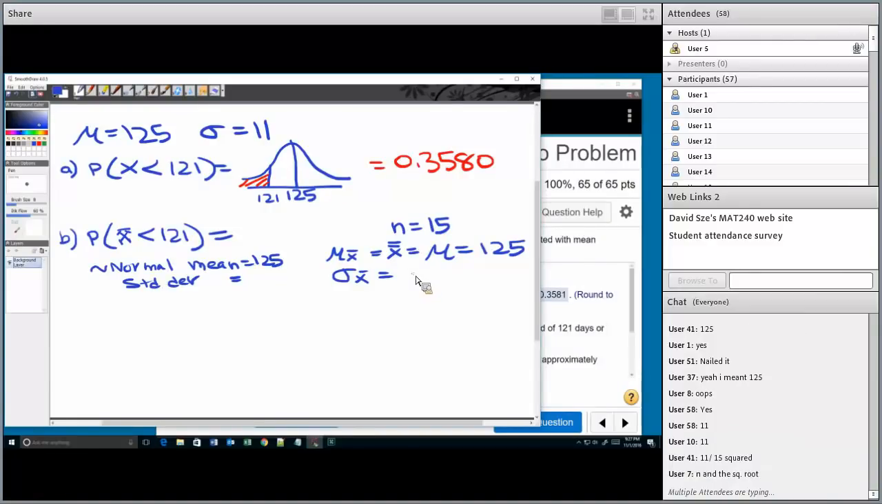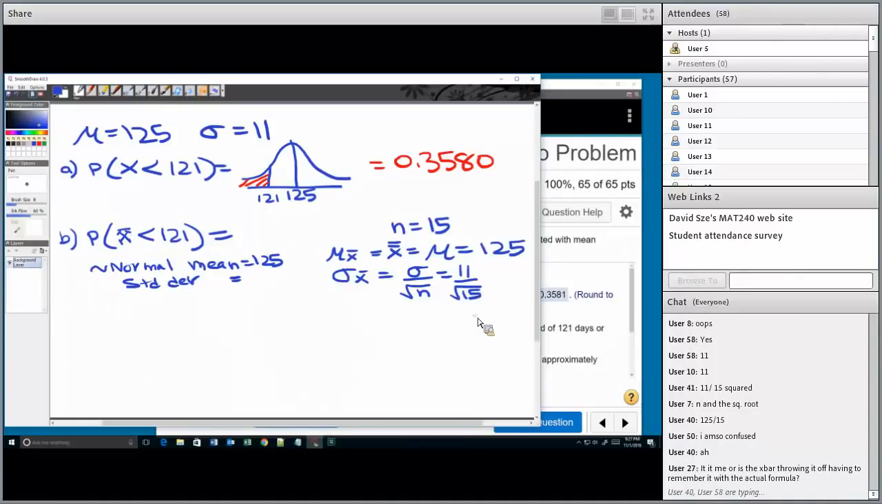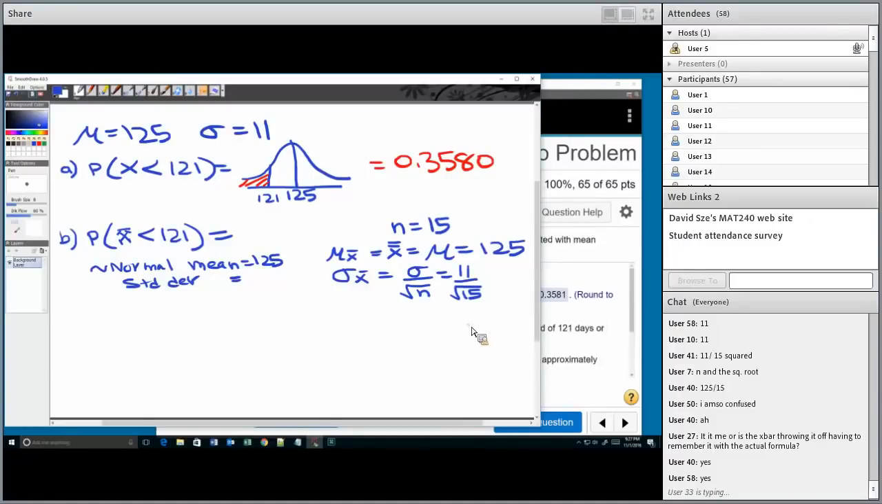Very good, Katie. Very, very good. It is sigma, the population standard deviation, divided by square root of n, meaning 11 divided by square root of 15. Okay? Does that make sense? Vince says he's confused. So Vince, can you tell me which part is confusing here?